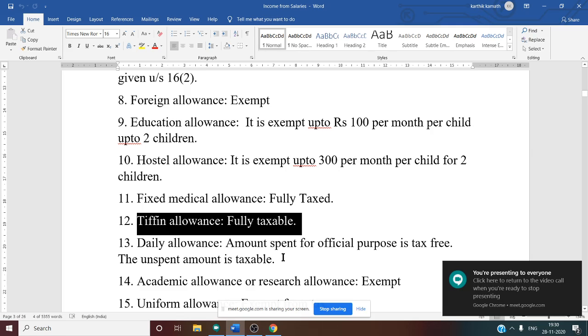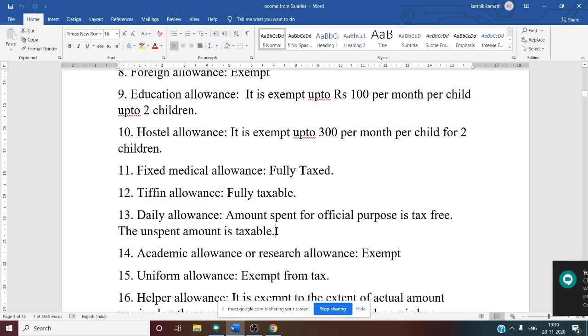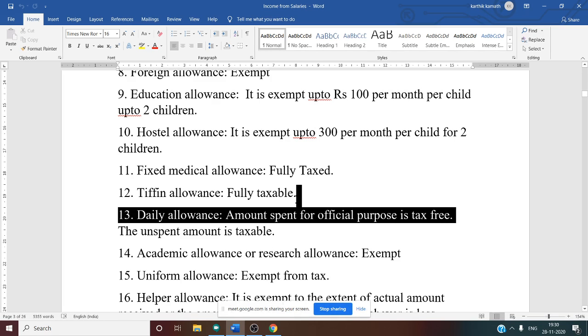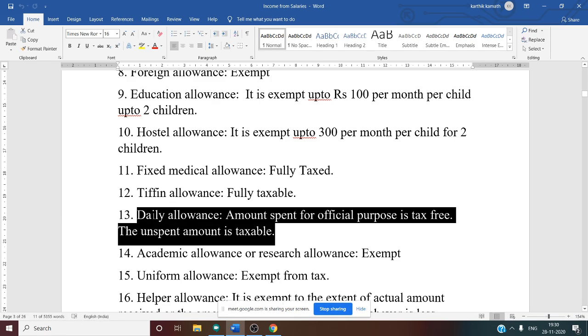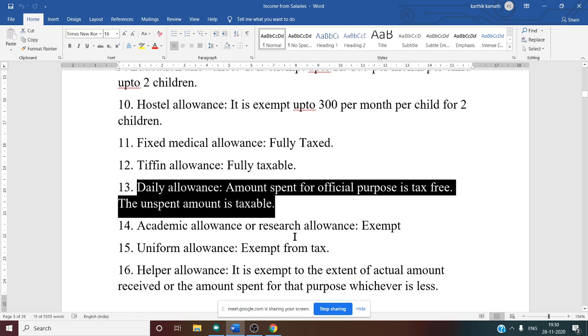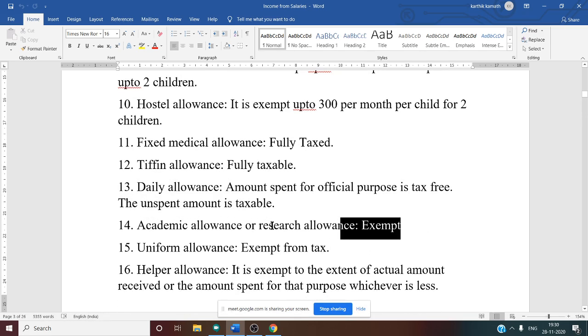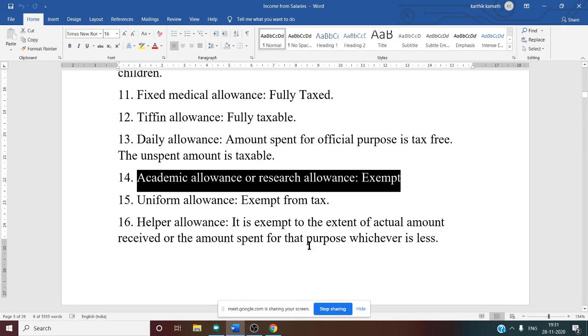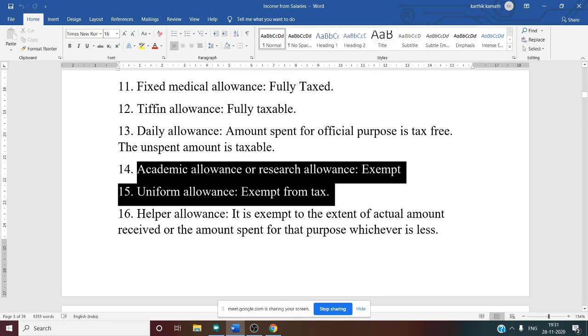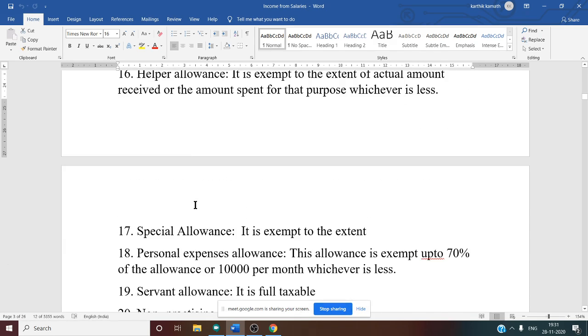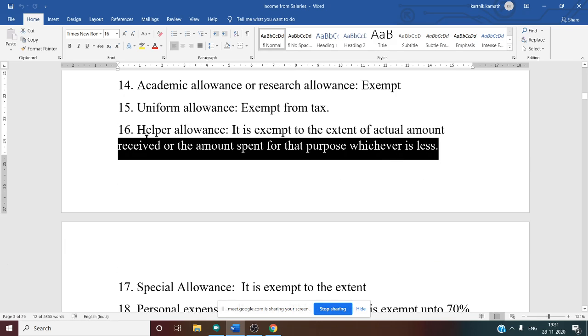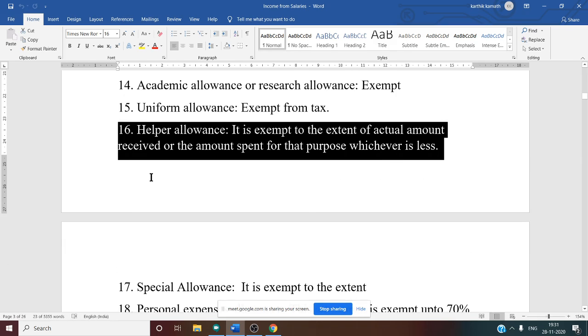What about daily allowance? The amount spent for official purpose has no tax. If it is for personal purpose, it is taxable. Unspent amount is taxable. Academic and research allowance is exempt. Uniform allowance is exempt from tax. Helper allowance is exempt to the extent of the actual amount received or the amount spent for that purpose, whichever is less.